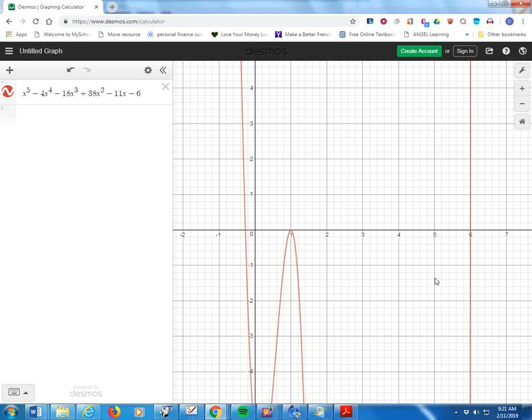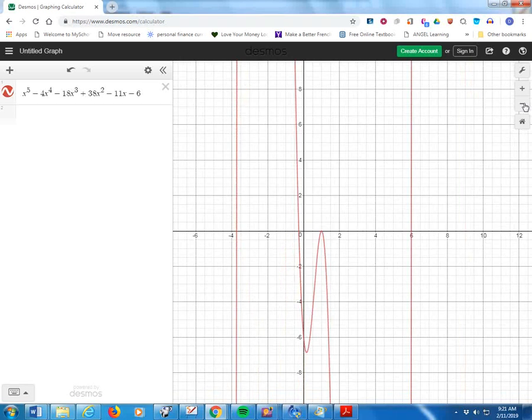Looking at a graph, you can tell what the multiplicity is by the graph. The other thing we found were the 2 other zeros, and both of these were irrational. They were not fractions. They were not integers. If I put those in the calculator, 2 plus the square root of 3 is 3.73. Negative 2 minus the square root of 3 is negative 3.73.